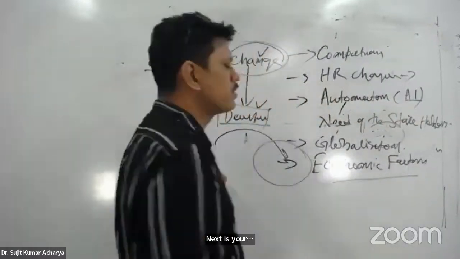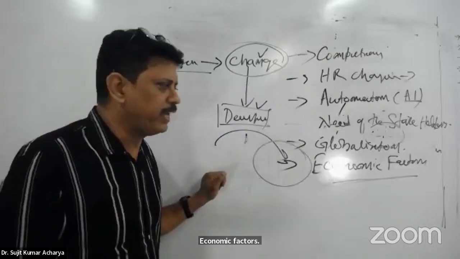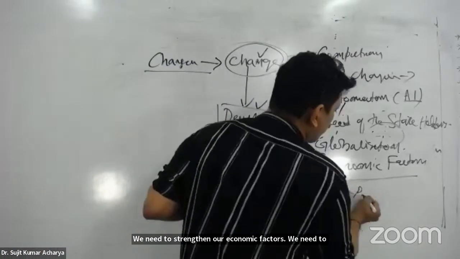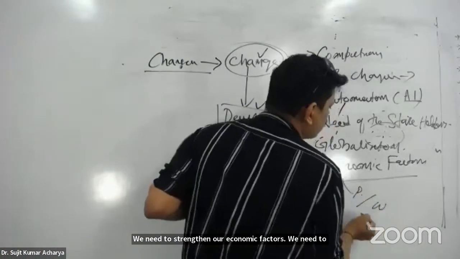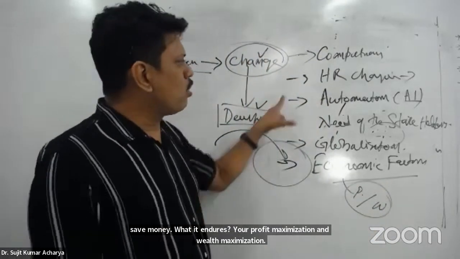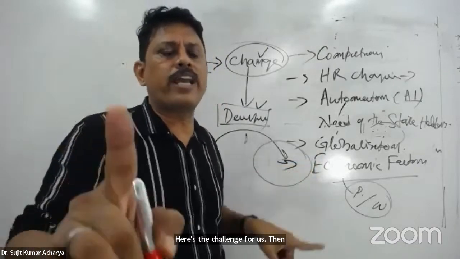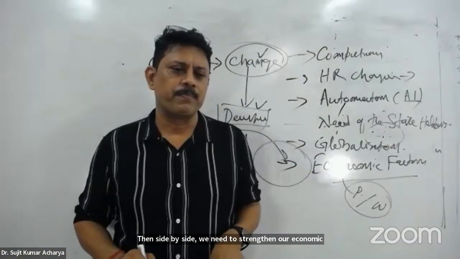Economic factors. We need to strengthen our economic factors. We need to save money. What does it include? Your profit maximization and wealth maximization. It's a challenge for us. Then side by side we need to strengthen our economic conditions.